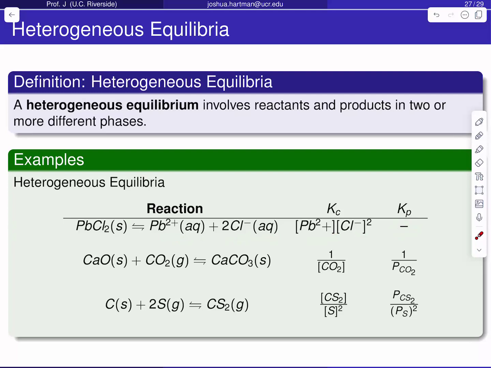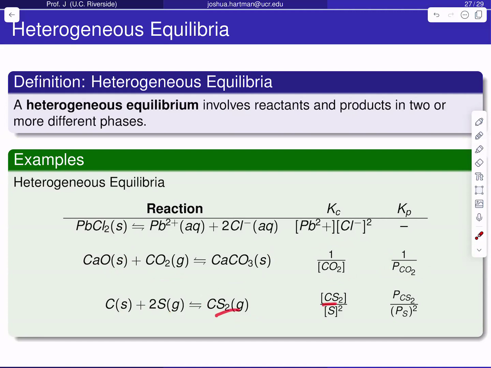In this reaction, we have a solid reacting with a gas to form a new solid. All right. Well, again, solids do not show up in the equilibrium constant expression. So the equilibrium constant is simply 1 over the concentration of that single reactant that we have that is in the gas phase. And of course, since it's in the gas phase, we could express this equilibrium in terms of a Kp as well.